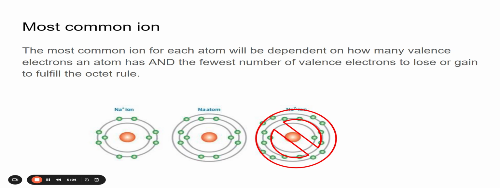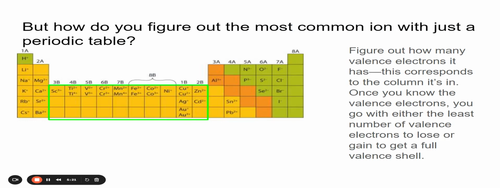You will never see in this class an atom or an ion that has a plus or minus charge larger than 4. That would be the maximum that we would end up with. So it turns out that this leads to some patterns within the periodic table. And so we can actually figure it out with just a periodic table.